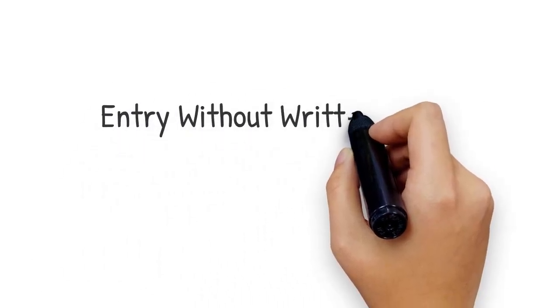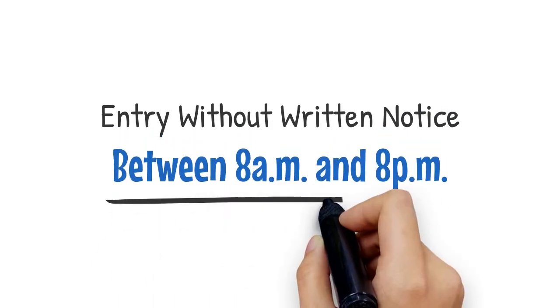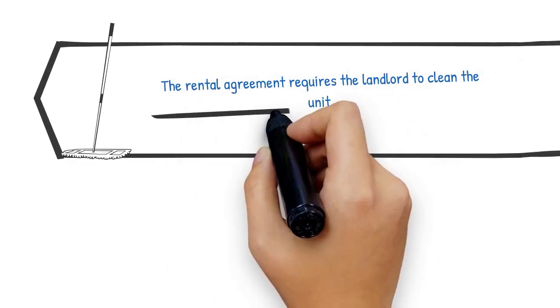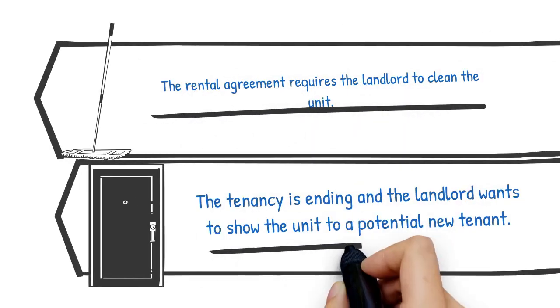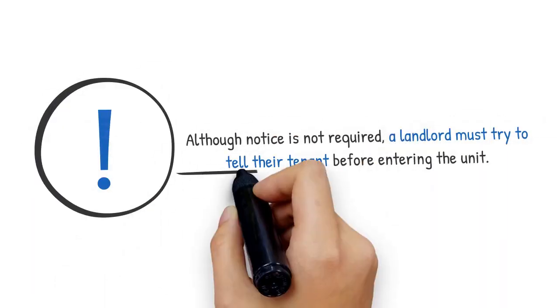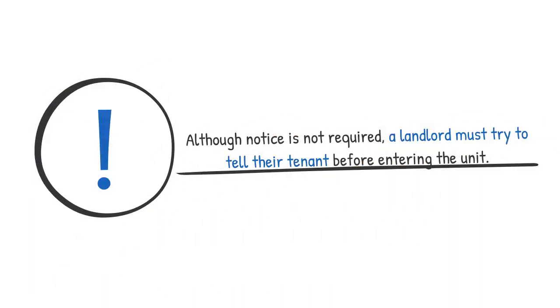The landlord can enter without written notice between 8 a.m. and 8 p.m. if the rental agreement requires the landlord to clean the unit, or the landlord or tenant has given a notice of termination, or they have an agreement to end the tenancy, and the landlord wants to show the unit to a potential new tenant. Although notice is not required, a landlord must try to tell the tenant before entering the unit.